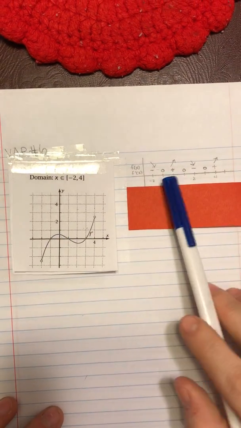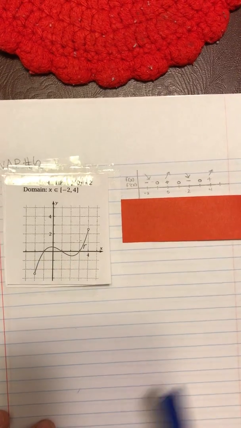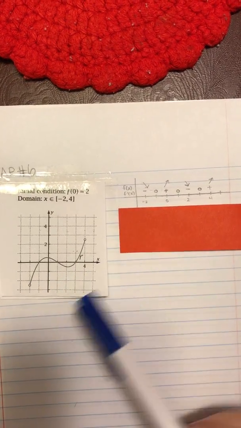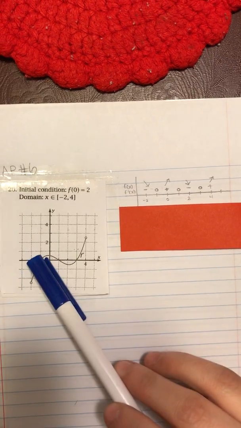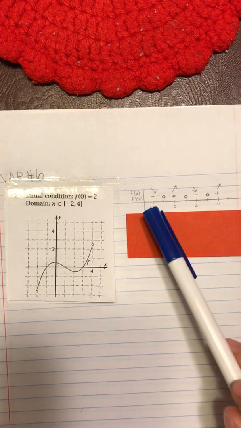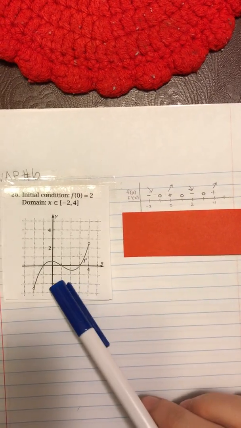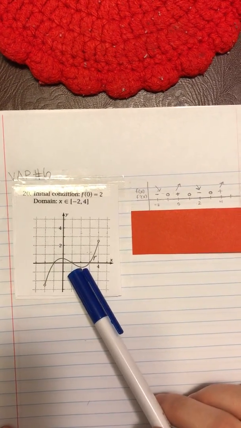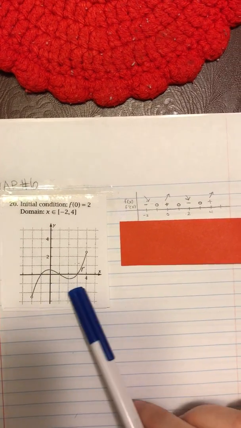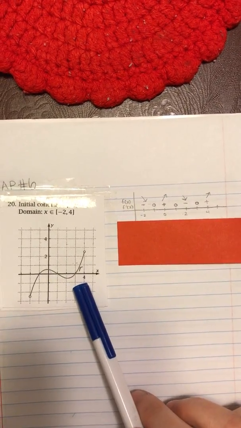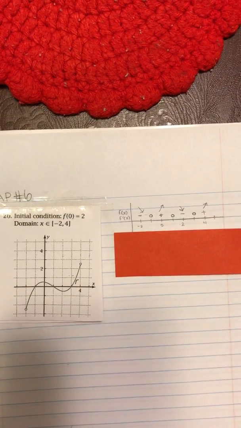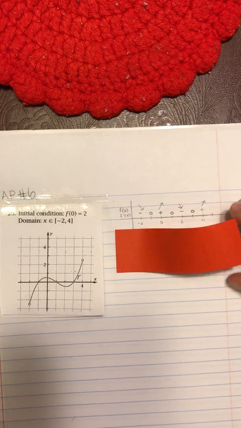So we plotted where the zeros of the graph are, where it crosses the x-axis, which is -1, 1, and 3. From there we can say, since the values are negative from -2 to -1, that it is decreasing. And from -1 to 1, it is increasing because of the positive values. From 1 to 3, it is decreasing again because of the negative values, and from 3 to 4, it is increasing because of the positive values.